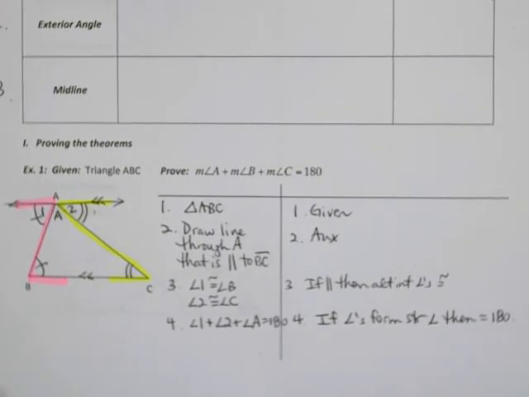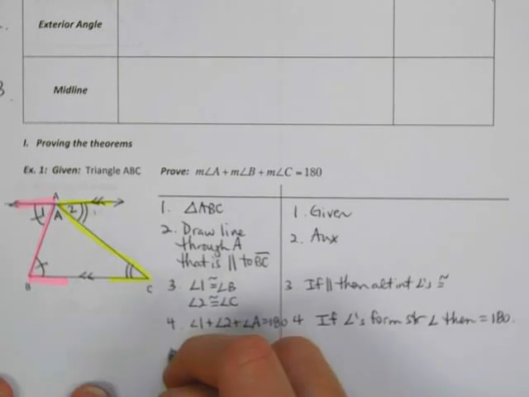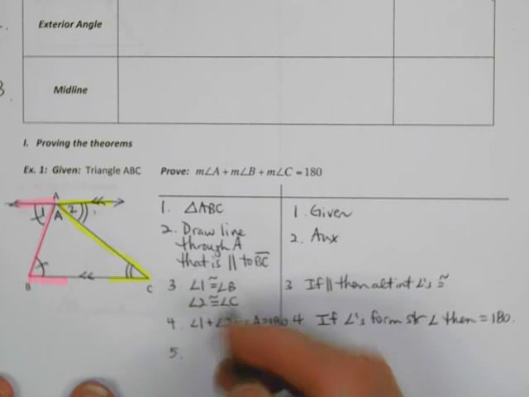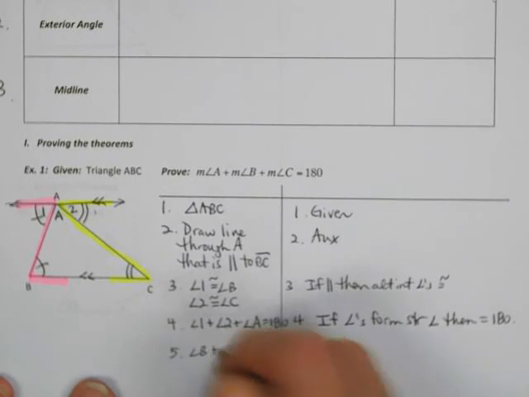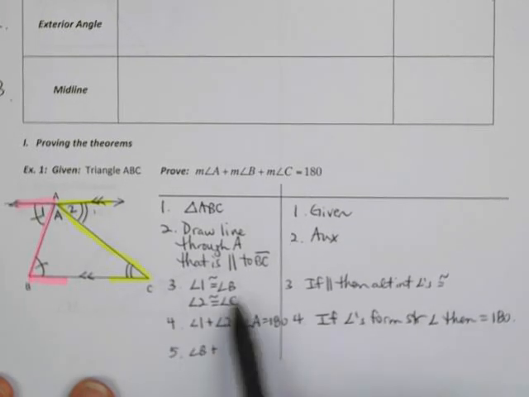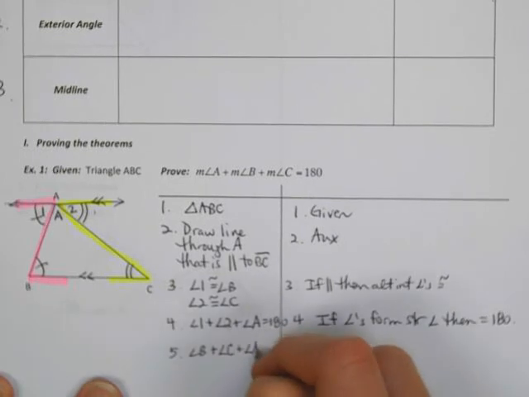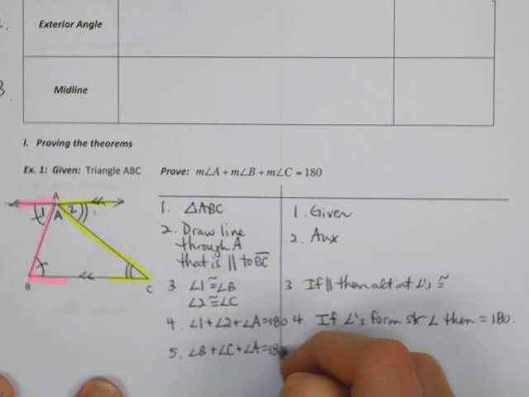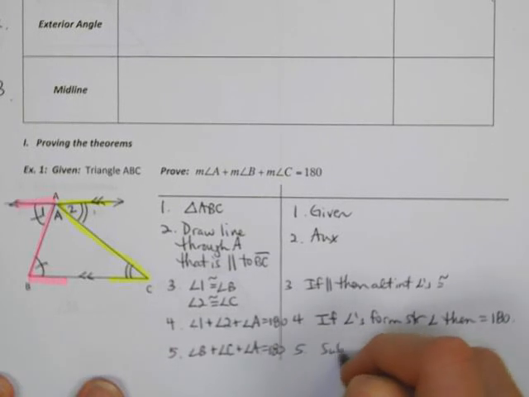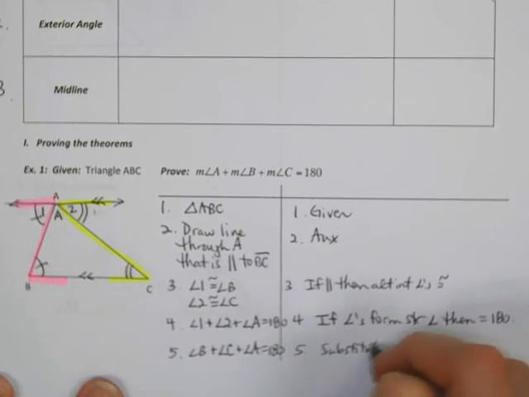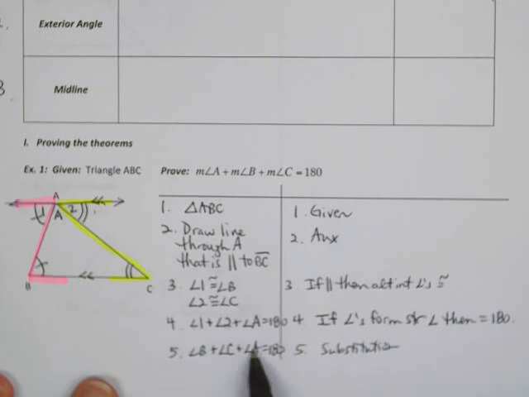Okay, whoops, am I kind of off the screen here? Sorry about that. All right, now take a look at what we have above. Angle 1 is the same as angle B, so couldn't I take out angle 1 and substitute in angle B? Angle 2 is the same as angle C, so I can take out 2 and substitute angle C. Substitution. And now you can see we have it. I have angle A plus angle B plus angle C. They all add up to 180.